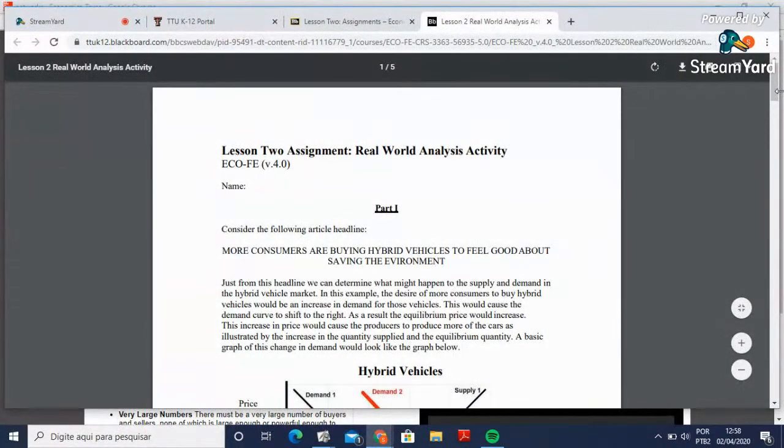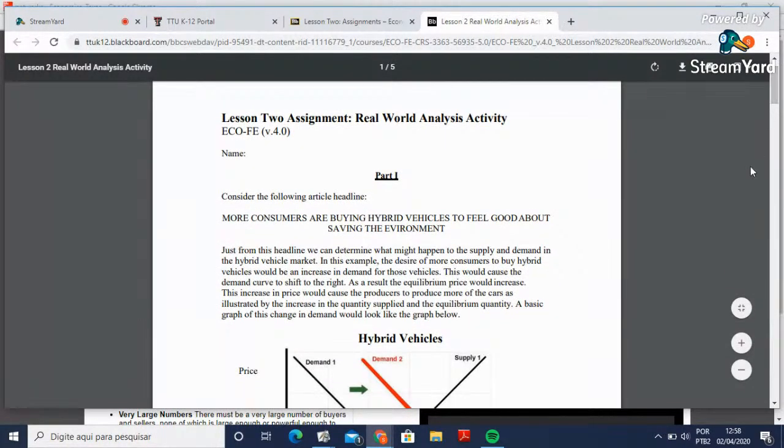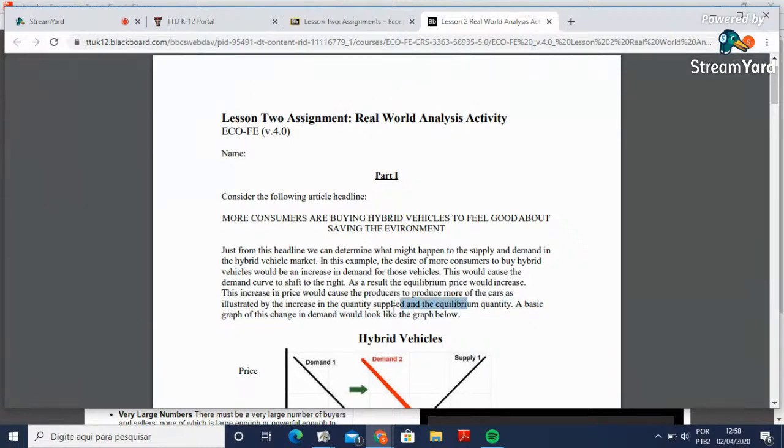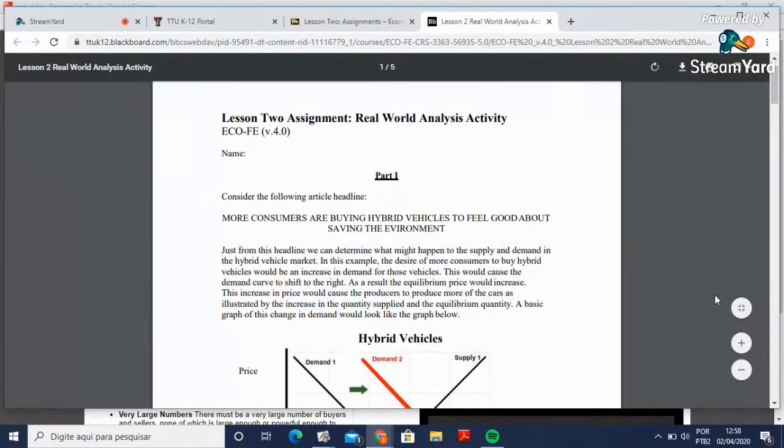Let's go here to your assignment. It looks really big and long, but it's really not. They start by giving you an example, a headline. Imagine this is the student. Okay, I'm the student. More consumers are buying hybrid vehicles to feel good about saving the environment. Great. What am I going to do as a student? I'm going to write an analysis about this. A paragraph. 1, 2, 3, 4, 5, between 5 or 8 lines.